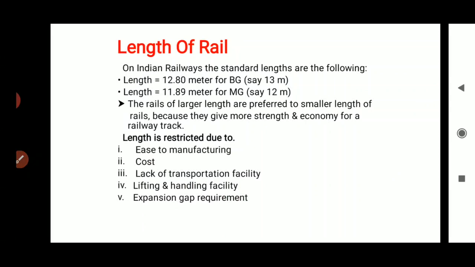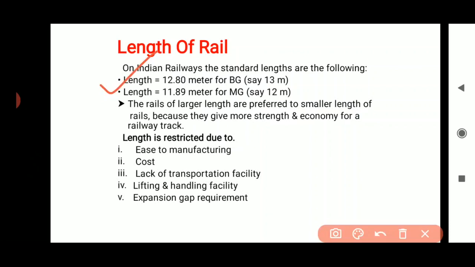Then next is length of rail. So in India, for the broad gauge, the length of one rail is 12.80 meters.